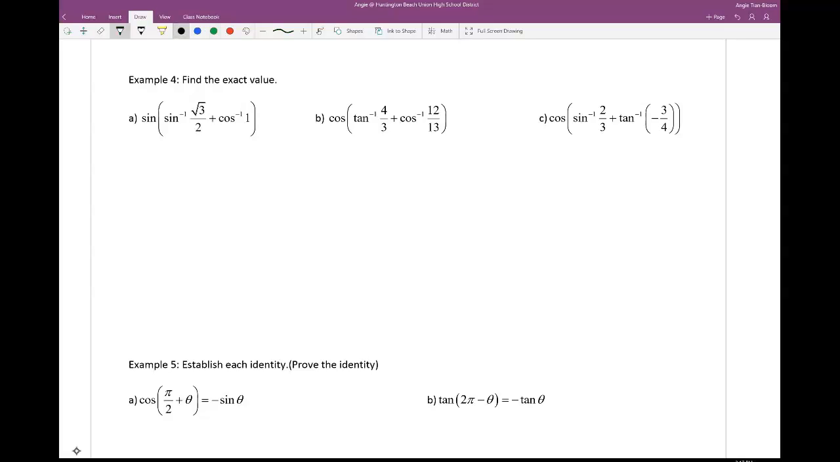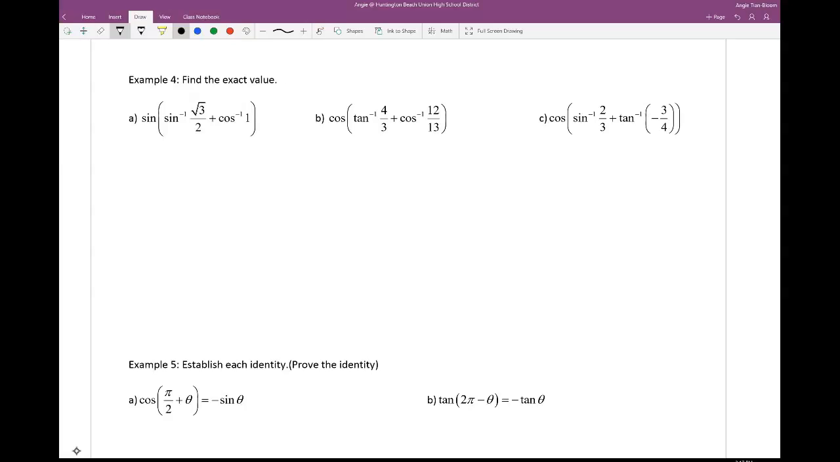I hope you said non because it has to be non-calculator. Okay, so A: sine composed with sine inverse of radical 3 divided by 2 plus cosine inverse of 1. There are so many different ways of writing these or finding the answer for these. You don't feel obligated to do the way I do it. If you know another way that's easier for you, do that way.